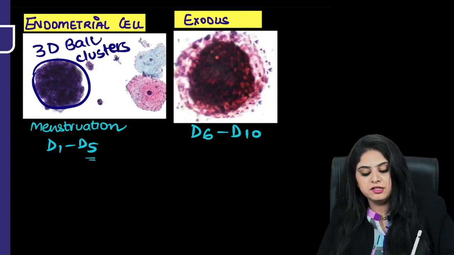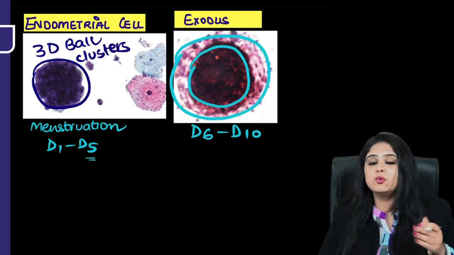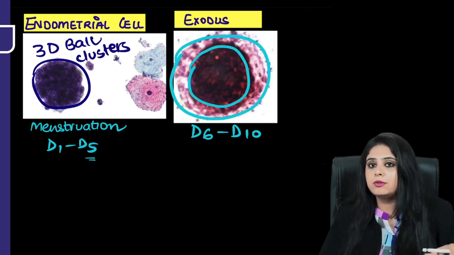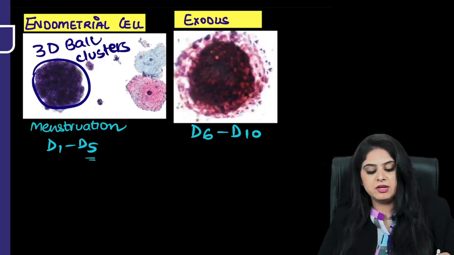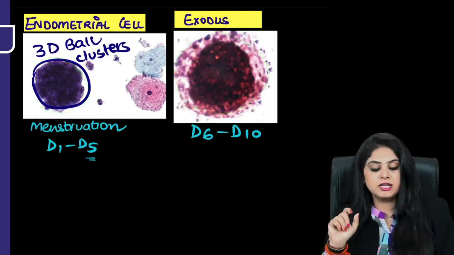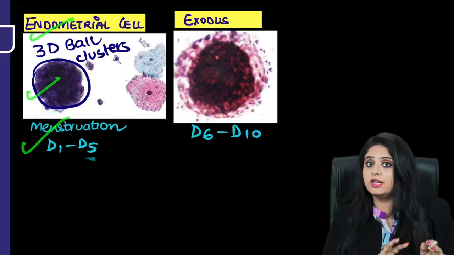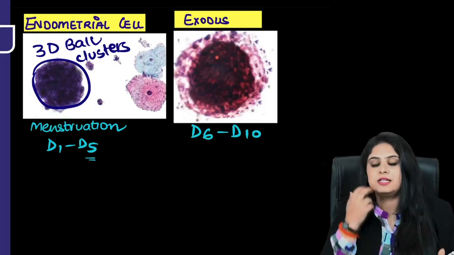What is an exodus? You will see a central dark area and a periphery light area. Maybe she won't see any bleeding. With her eyes, she won't be able to see bleeding, but these cells are being shed off, and that is exodus. So remember, endometrial cells or exodus, they are the same thing. They look like round balls, but endometrial cells are shed off usually during menstruation. Exodus is the form that is shed off between day 6 to day 10.